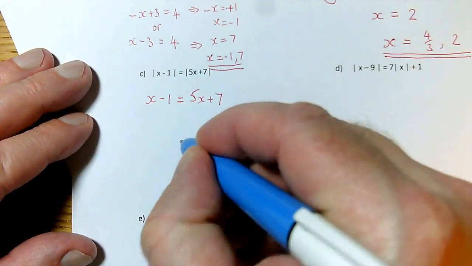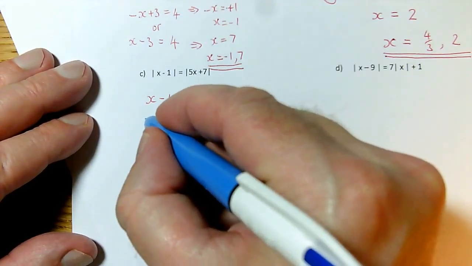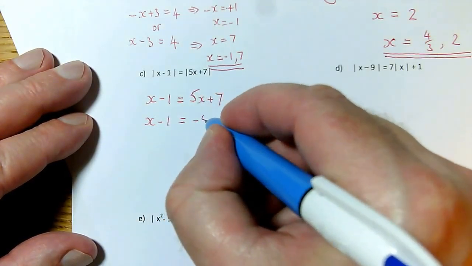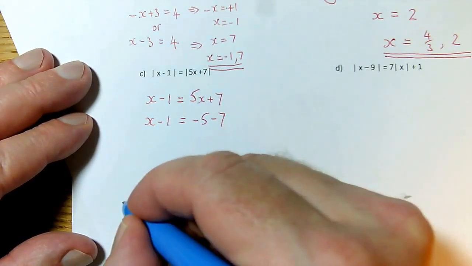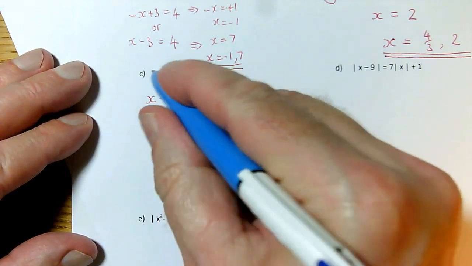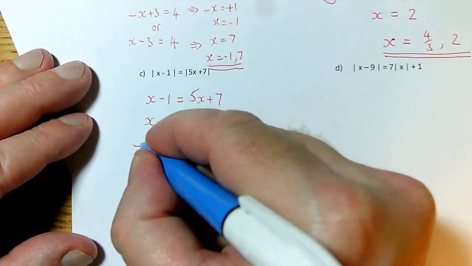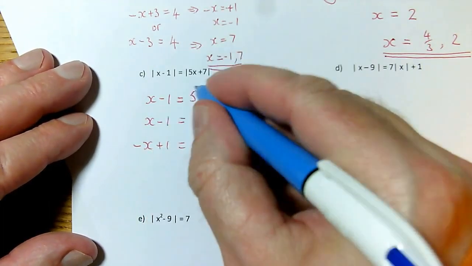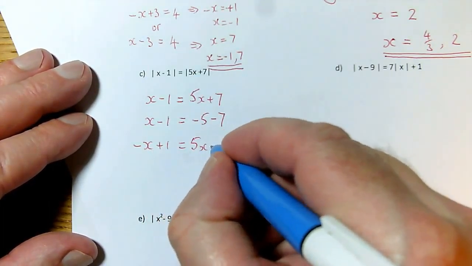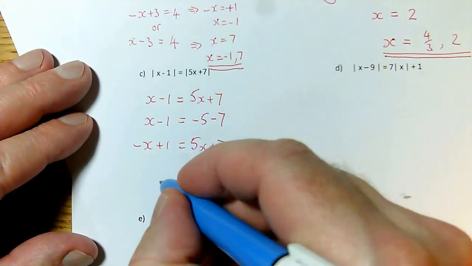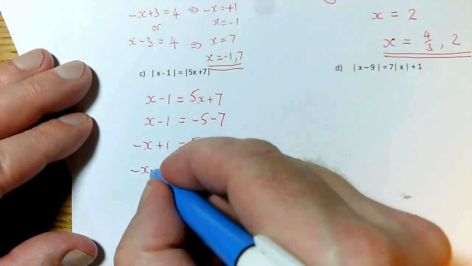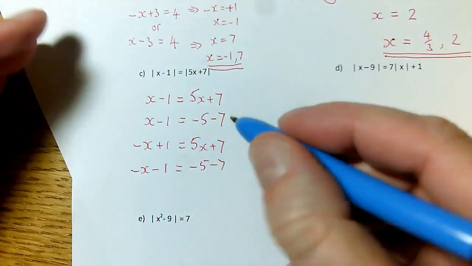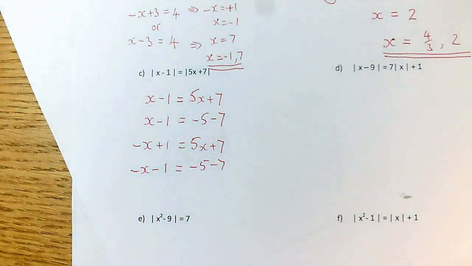7. Or, if the first one still doesn't have an effect but the second one does, I'm going to get minus 5x minus 7. And then, keeping going, the first modulus might have an effect, so it might be minus x plus 1, equaling, if the second one doesn't have an effect, 5x plus 7. And finally, both moduluses might have an effect. So this looks more complicated. It looks like I'm going to get 4 different equations.